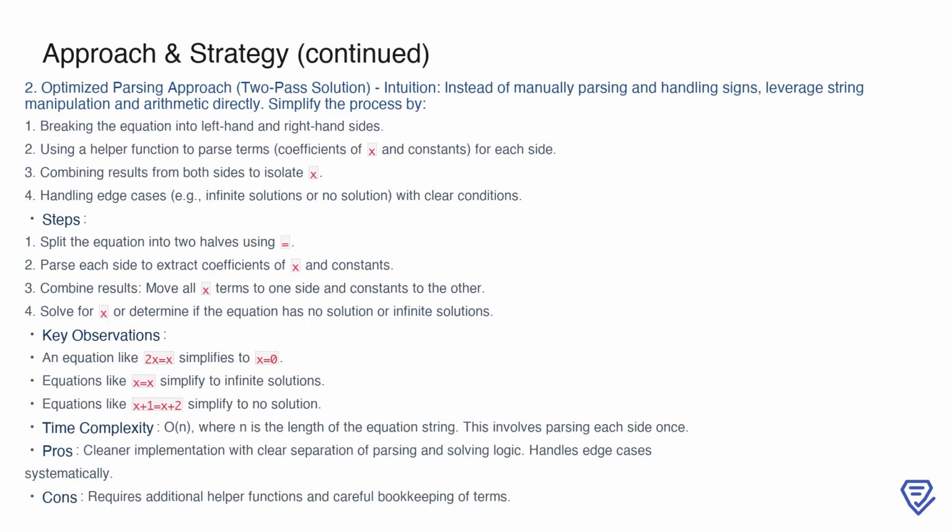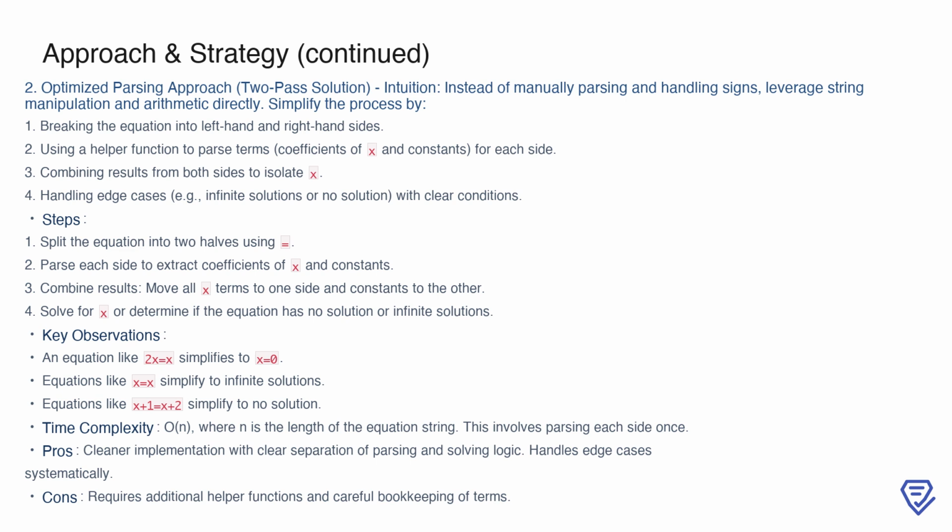A more refined method is the optimized parsing approach, which simplifies the process by leveraging string manipulation and arithmetic. Here, the equation is split into left-hand and right-hand sides, and a helper function is used to parse each side, extracting both the coefficients of x and the constants. Once parsed, the results are combined to isolate x on one side. This approach systematically handles edge cases by applying clear conditions.